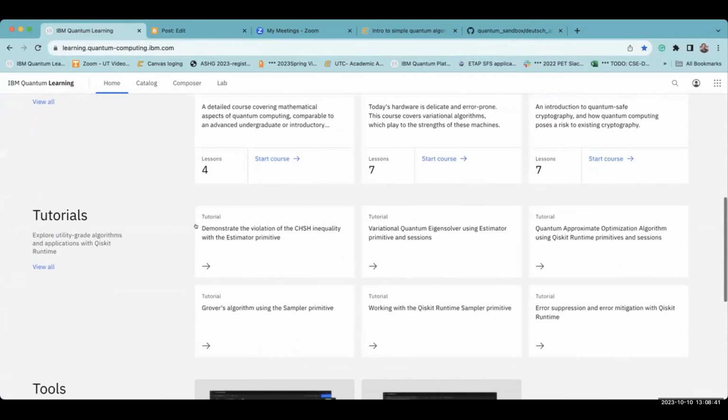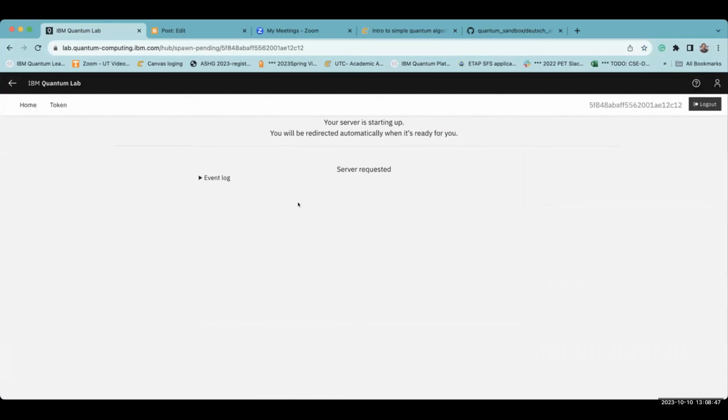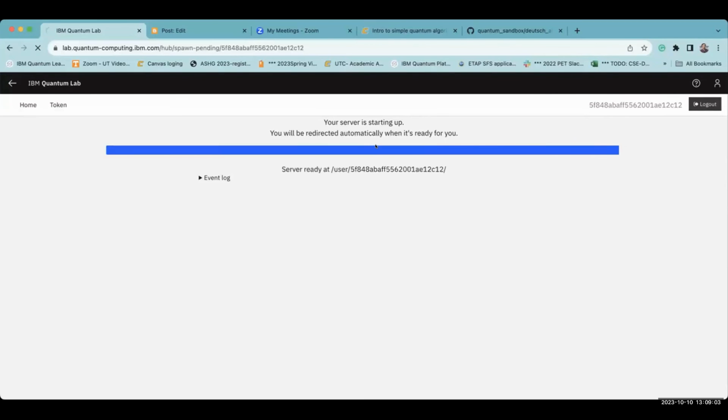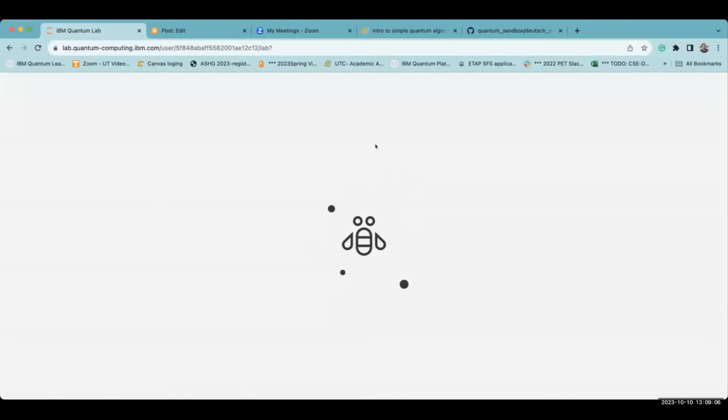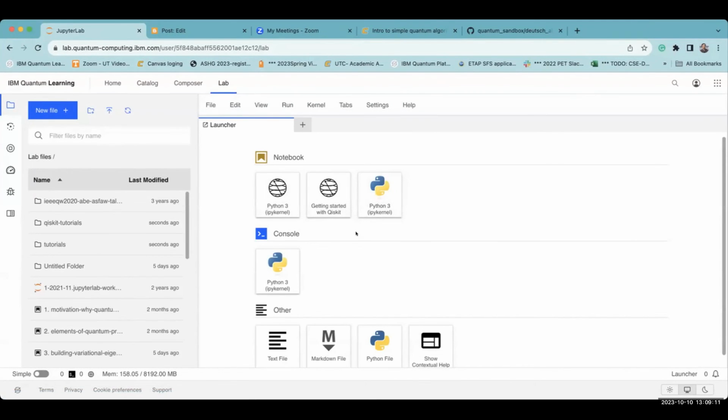So if we go to the IBM Quantum Lab, oh, it is very slow. And maybe it's a good thing, there are a lot of people using IBM Quantum Lab now. So maybe that's also a positive sign. Okay, so I think Hannity and some of you already use this. I often just use a Python 3 kernel.